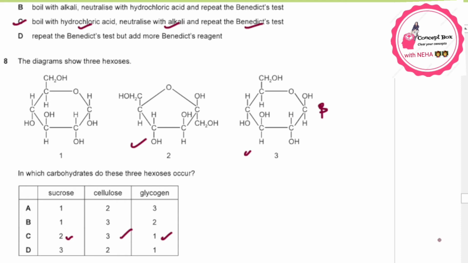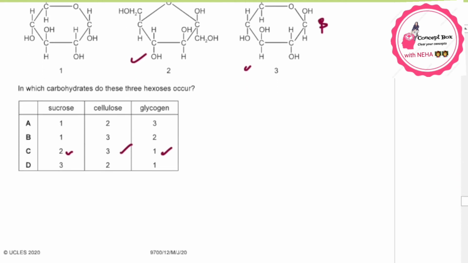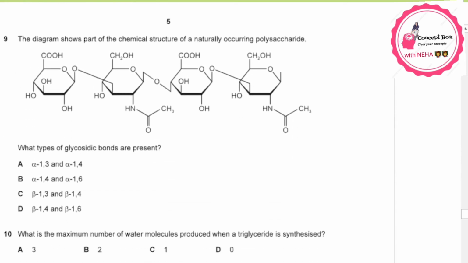And 1 is glycogen. Glycogen is the stored glucose in the human body, that is present in muscle cells and in liver cells.